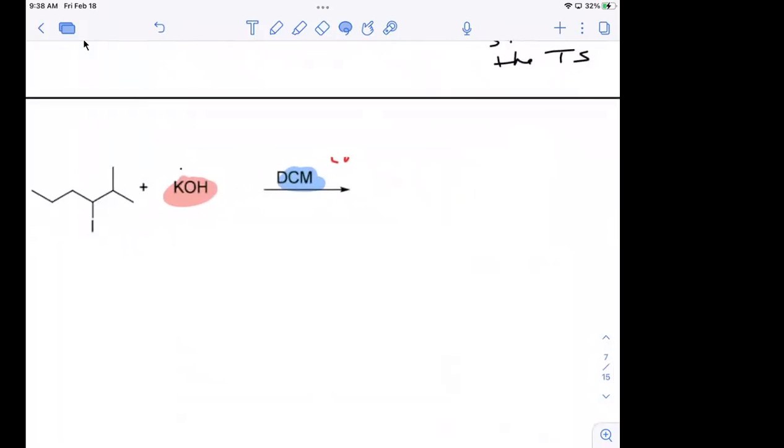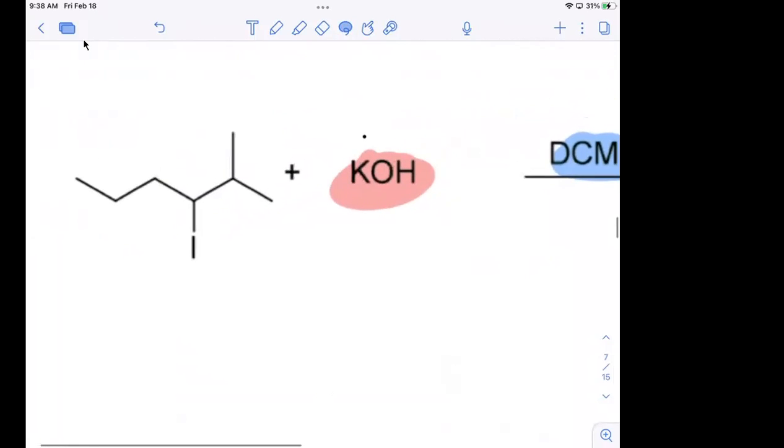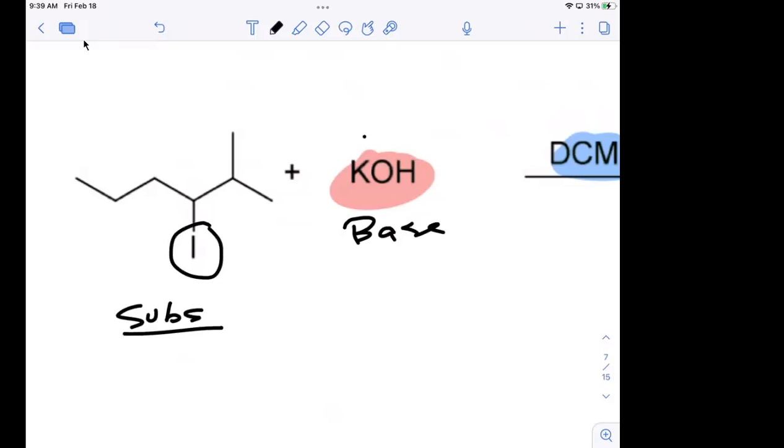When you're thinking about elimination, you want to identify your base. You also want to identify your substrate. And we see the solvent is DCM. That's no problem. So we know that KOH is the base, right? We know that this is the substrate. This is my leaving group.